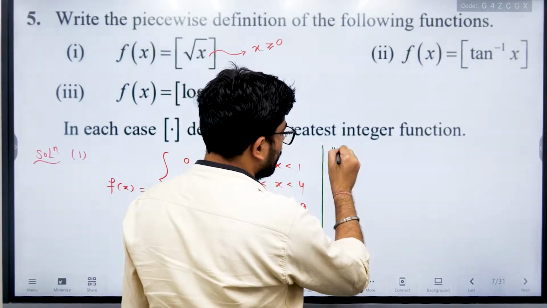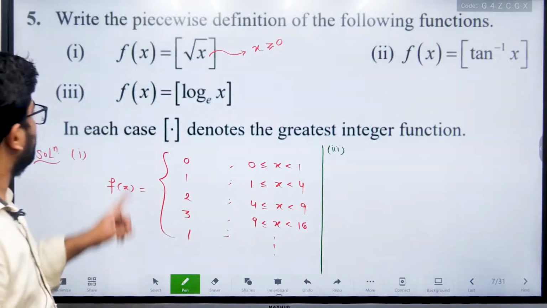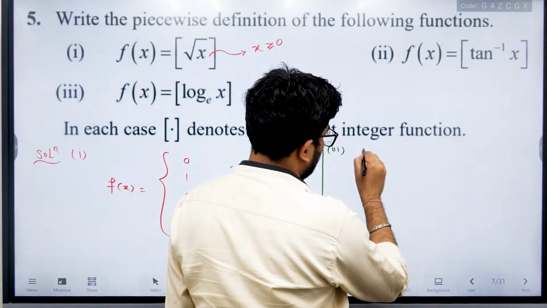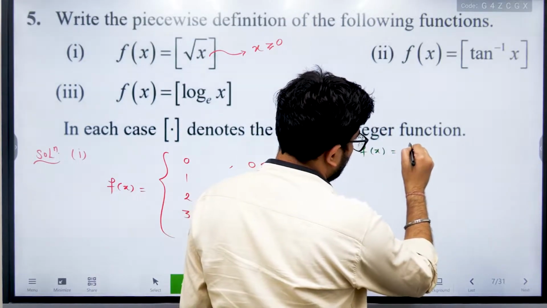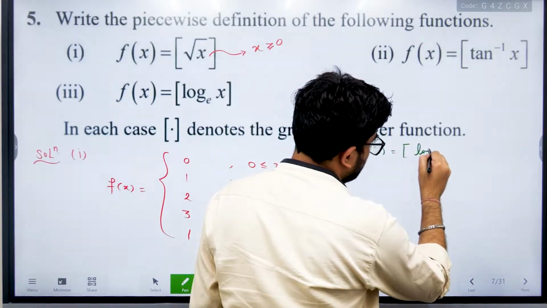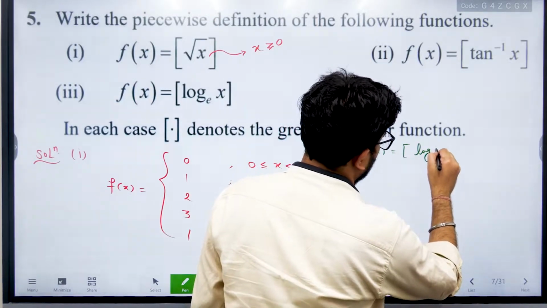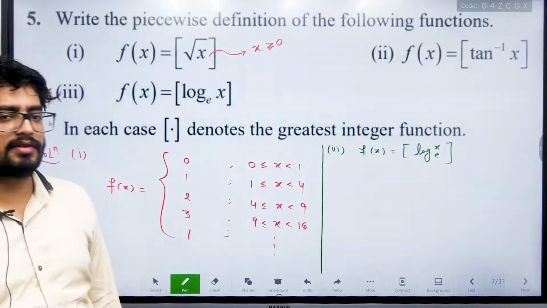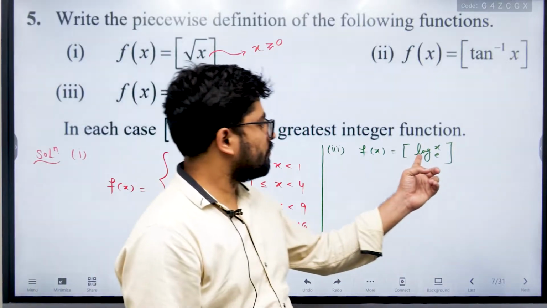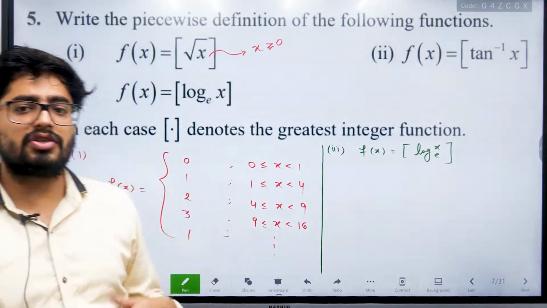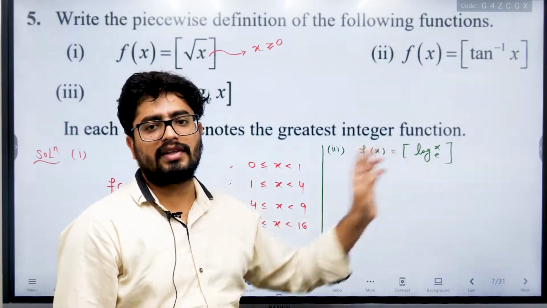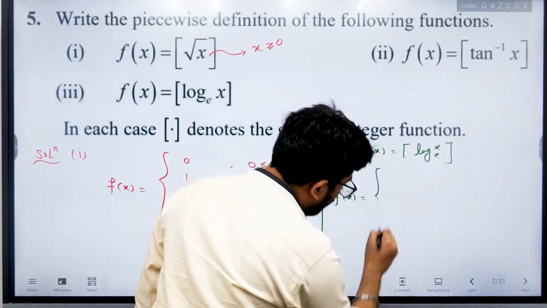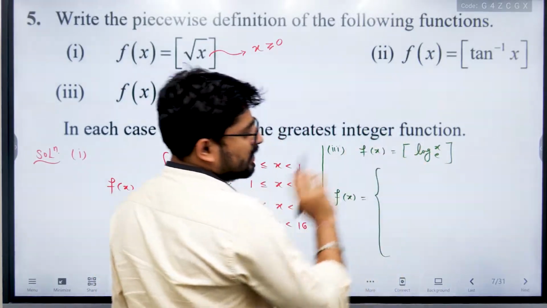Third part is, f(x) is equal to greatest integer of ln x. Okay, greatest integer of ln x. So we know that your function f(x) changes its value at the integer points. So you can say f(x) is equal to what? This thing is 0 at 1.